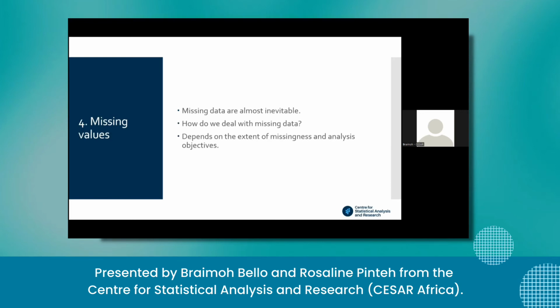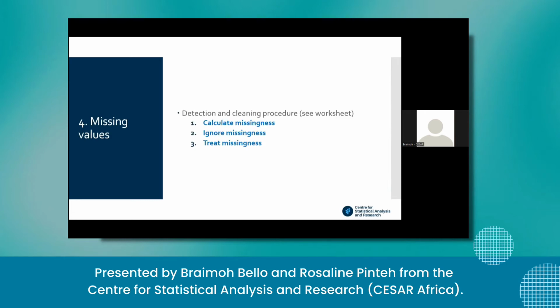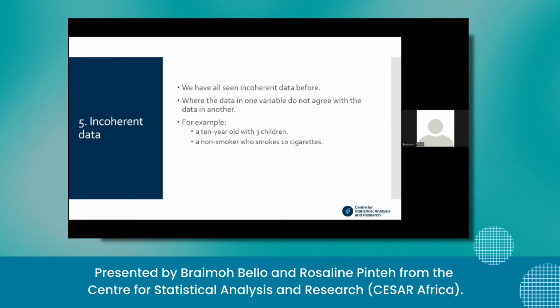So how do we deal with missing data? How we deal with missing data really depends on the extent of missingness and the objectives of the analysis. One of the things I'm going to be teaching you is how to calculate the extent of missingness. So we're going to calculate missingness and we're going to decide to ignore missingness or to treat missingness depending on the extent of missingness. Number 5, incoherent data.